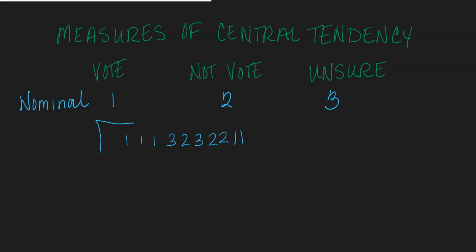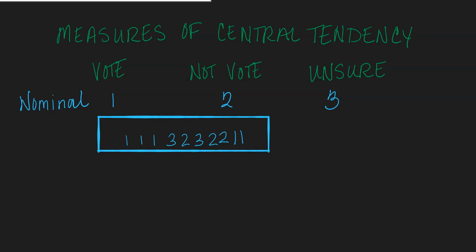Here is what your data look like. Now, to compute the mode, we need to figure out which measure, 1, 2, or 3, occurs most often among these 10 people.